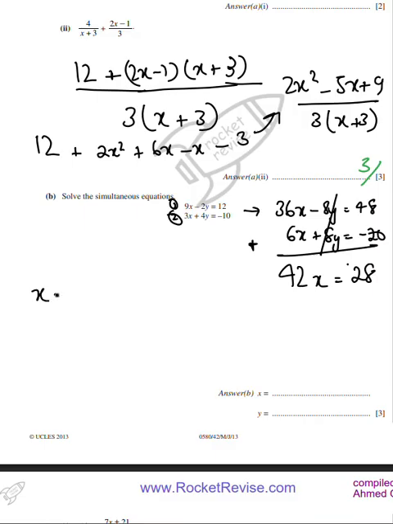X equals 28 upon 42. Use a calculator, tell me what answer do you get. 2 by 3. Good. Use this value of 2 by 3 and plug this into any of the two equations. Any one of them. That's up to you to decide.